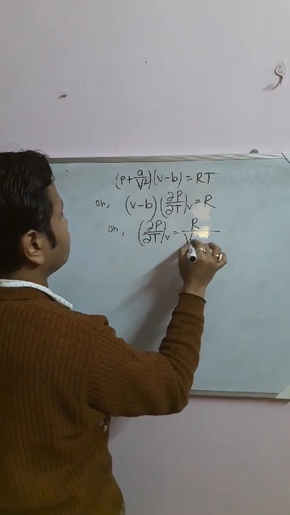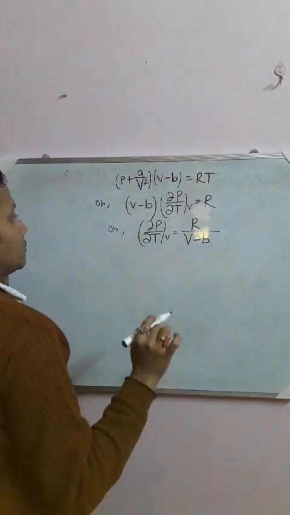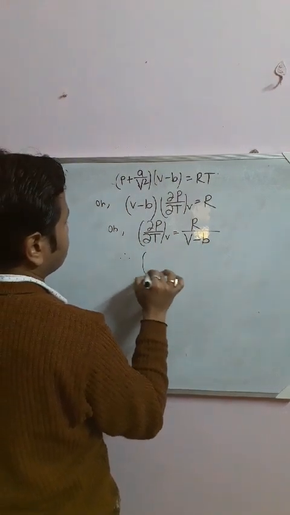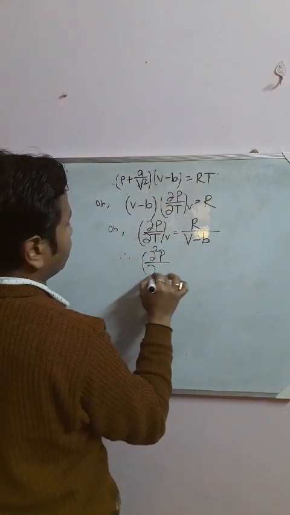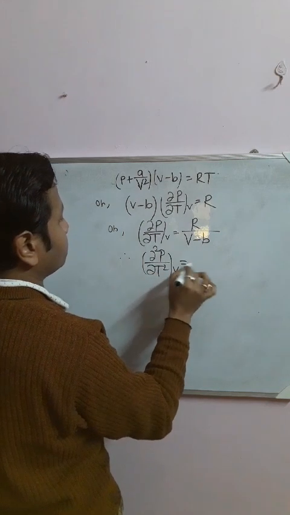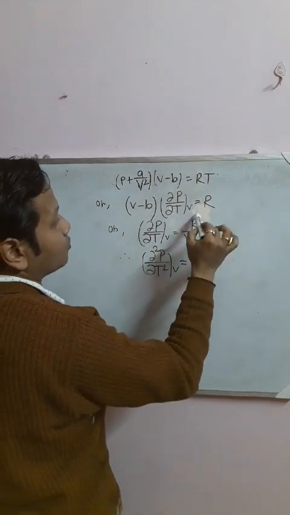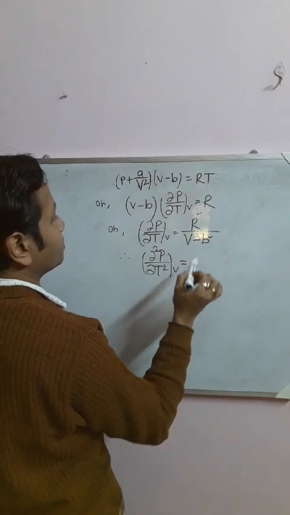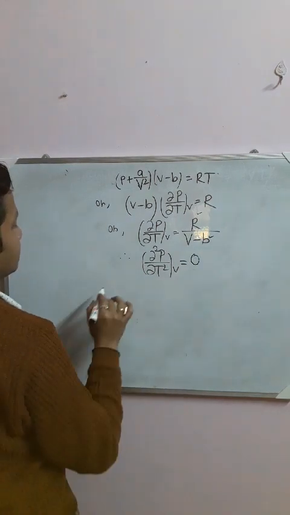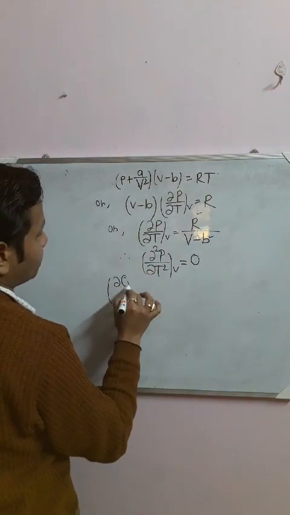This is R by V minus B. Okay. So this is simply del 2P del T2 at constant volume. What will it be? Here R is constant, B is the van der Waals constant, and V is also constant. So this means this is 0. So what would be the result?